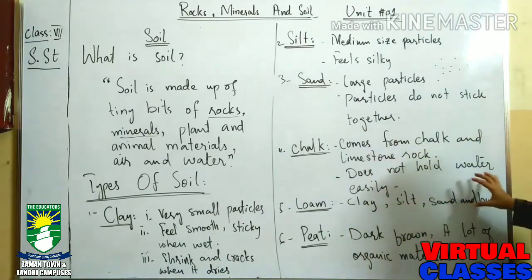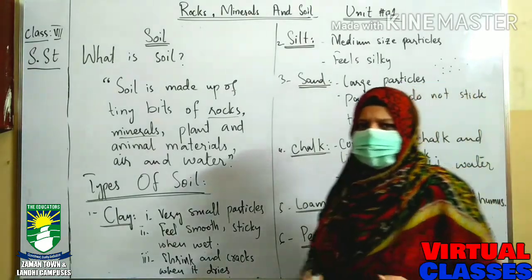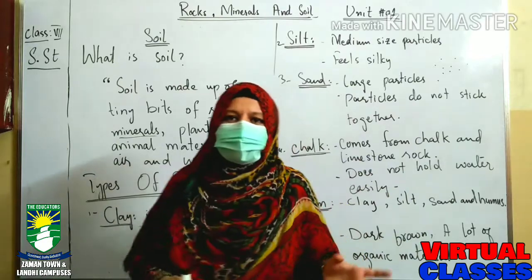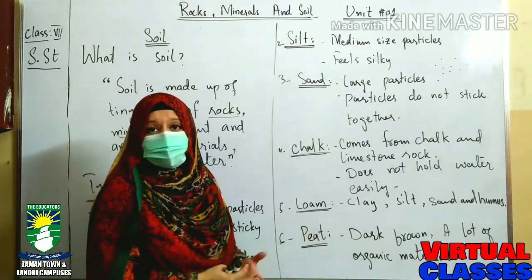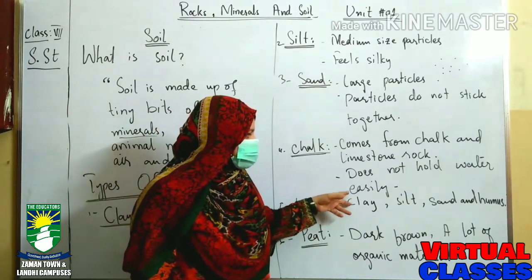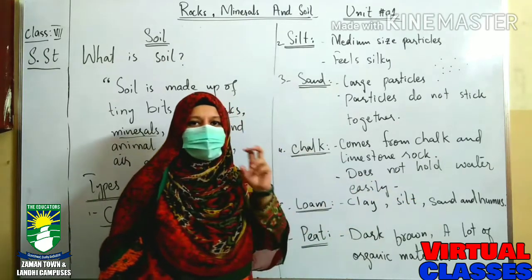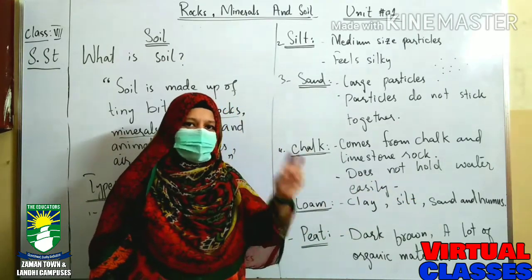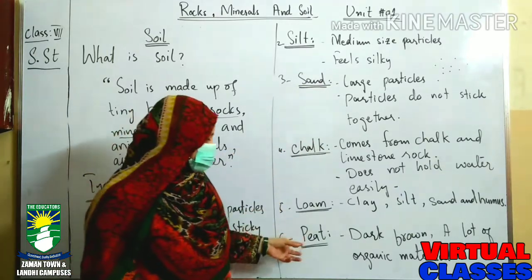Number 5, loam: clay, silt, sand and humus. These all particles are present in the loam. Loam soil is the most fertile soil and is also used for agriculture purposes, for growing and cultivating plants. It is made up of clay particles, silt particles, sand particles and humus. Humus is the organic substance that is obtained from dead organisms.